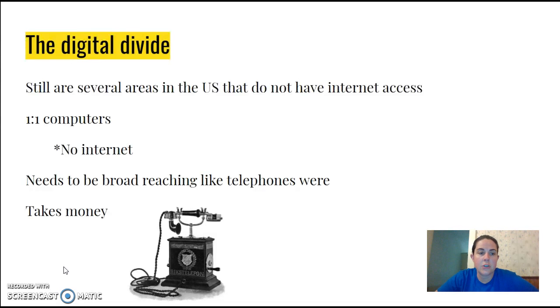The next one is the digital divide. Like I talked about earlier, there are still some areas in the U.S. that do not have internet access. So a lot of schools are adopting one-to-one computers where they send a device home with the student. Well, they can send that device home with the student, but if the student doesn't have internet, it's really kind of pointless for them to have the computer. Adopting internet access needs to be broad reaching, just like telephones were. And then it's just going to take money. It's going to take money for companies to go out into those underdeveloped communities and rural areas and put in the internet.